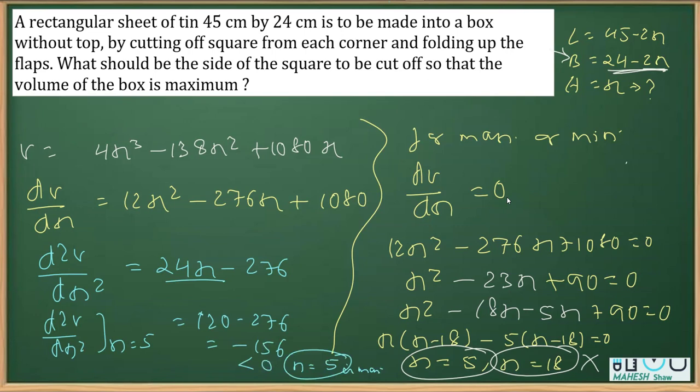So we got x equal to 5. Now, what will be the side of the square cut? We had to find the side of the square which has to be cut, and it is 5 only. So x equal to 5 centimeters is the required side of the square so as to obtain the maximum volume. We don't have to find the dimensions of its length and breadth.